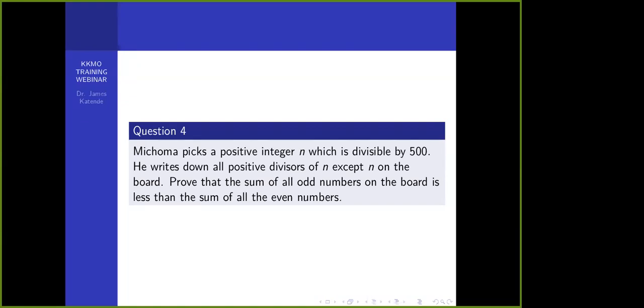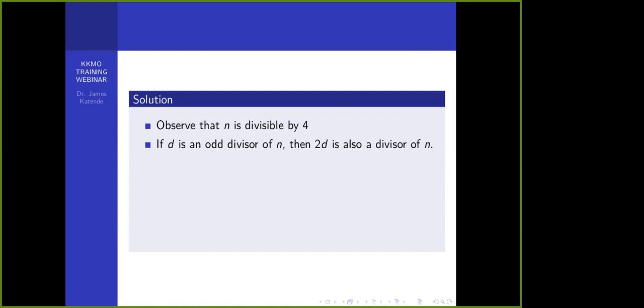So maybe I can go to the solution. So here we will start on the solution. Now we've said that n is divisible by 500, and therefore it must also be divisible by 4, right? So this observation is useful for us. We shall use it at some point.